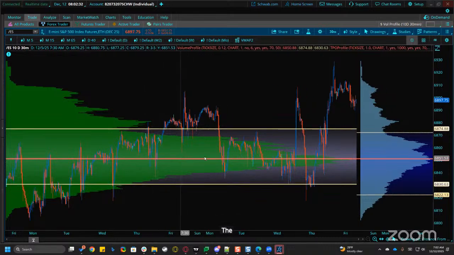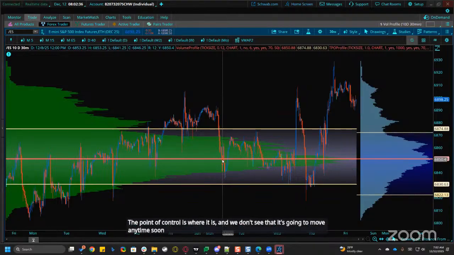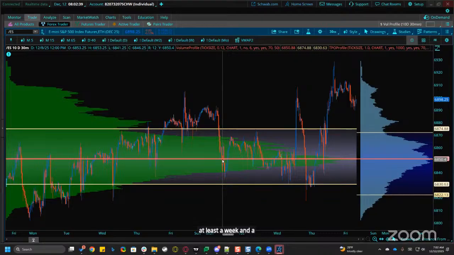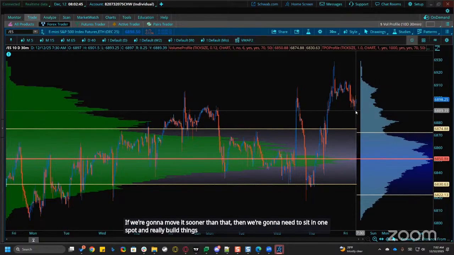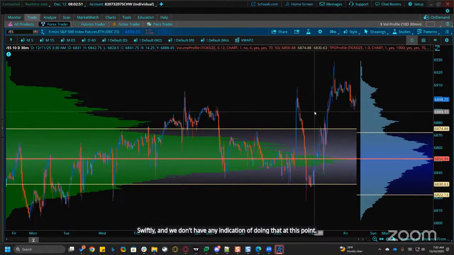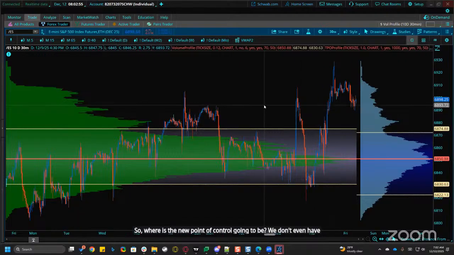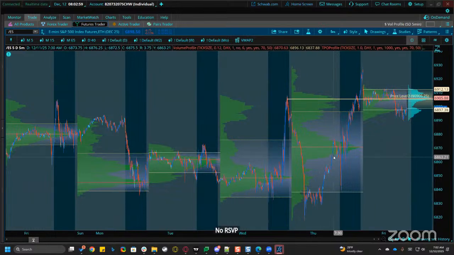The point of control is where it is, and we don't see that it's going to move anytime soon, at least a week and a half to 2 weeks. If we're going to move it sooner than that, then we're going to need to sit in one spot and really build things out swiftly. And we don't have any indication of doing that at this point. So where is the new point of control going to be? We don't even have a registration yet. No RSVP at all.